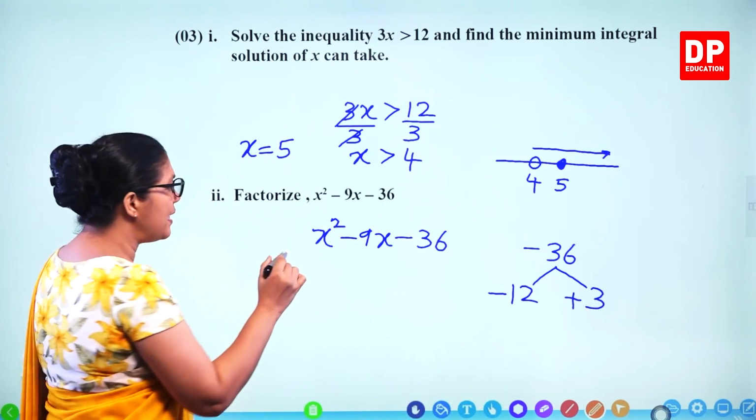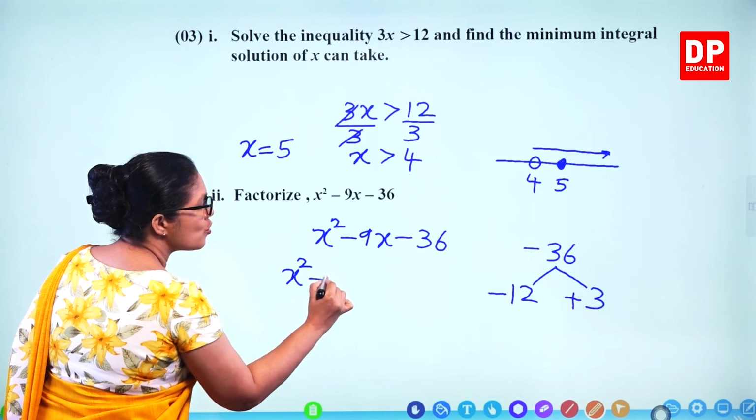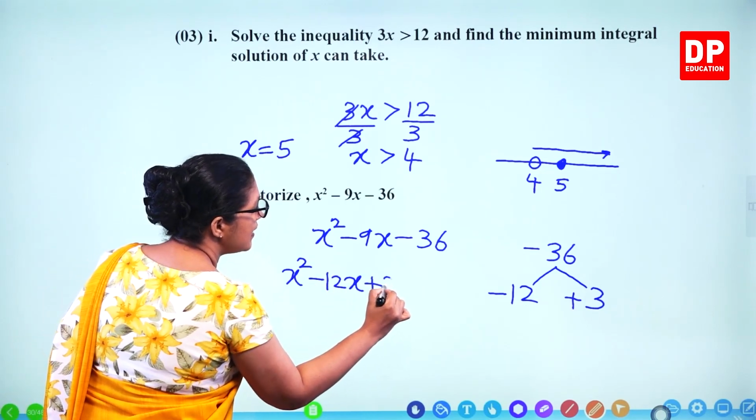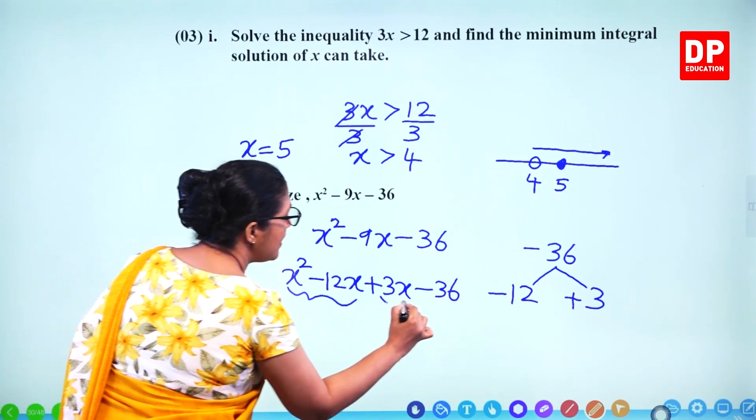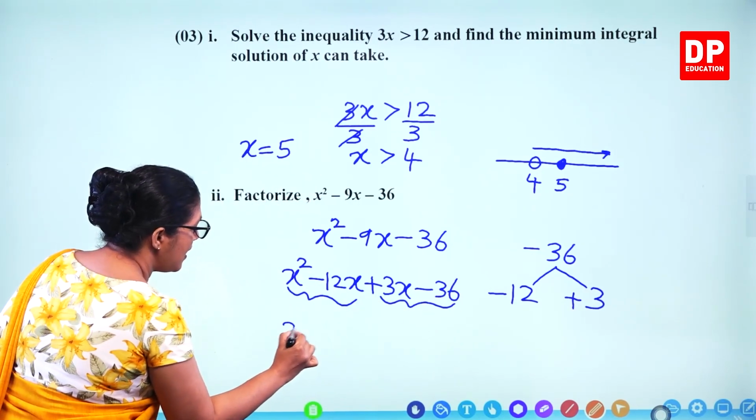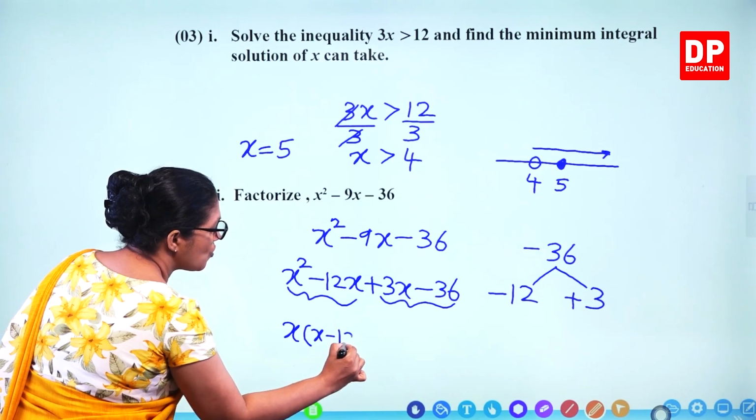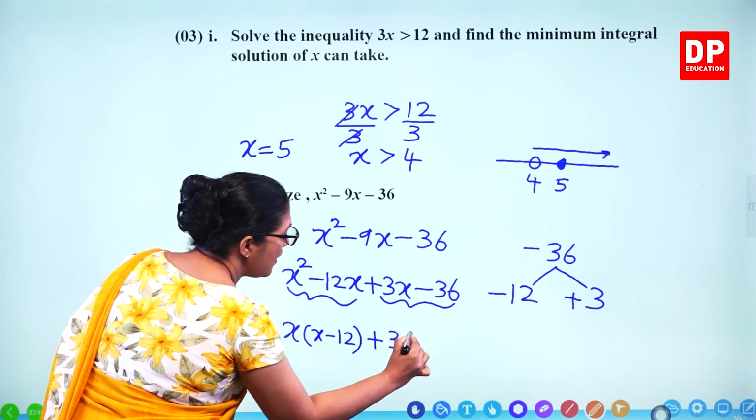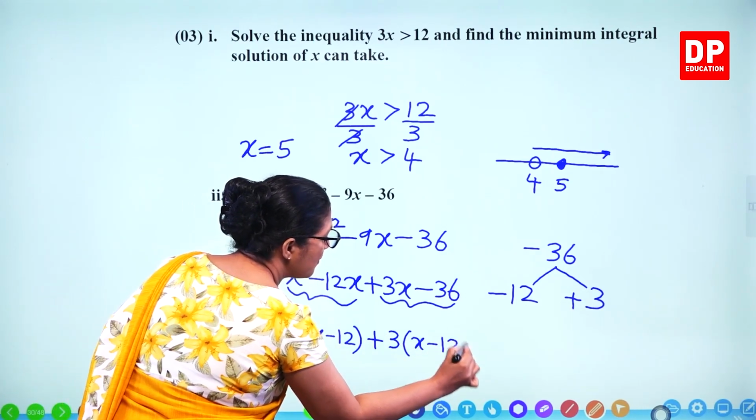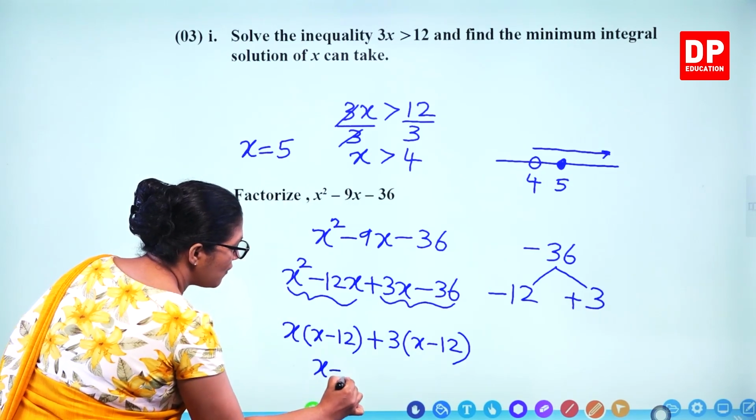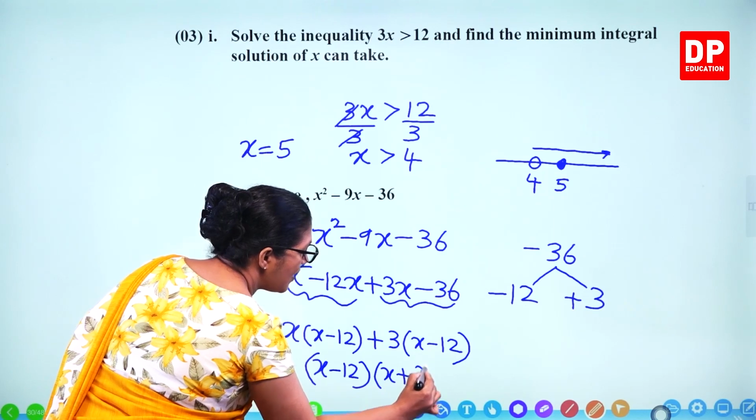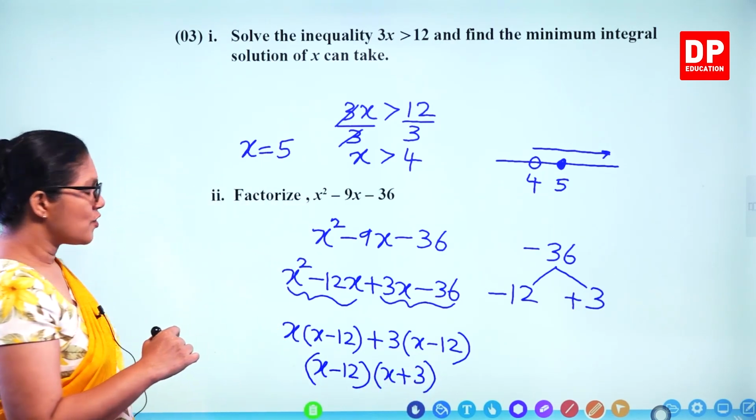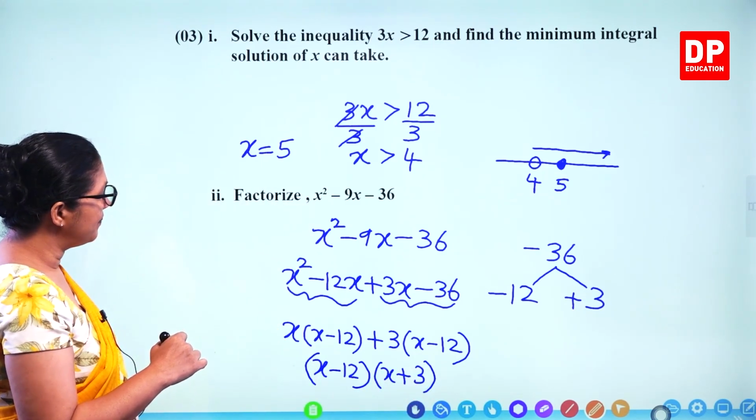So you split the middle term into negative 12x and plus 3x. Then take the first 2 separately and the last 2 separately. When you take x out from the first two, you get x minus 12. When you take 3 out, that's x minus 12. Then x minus 12, you can take it out. x plus 3 is remaining. So x minus 12 and x plus 3.